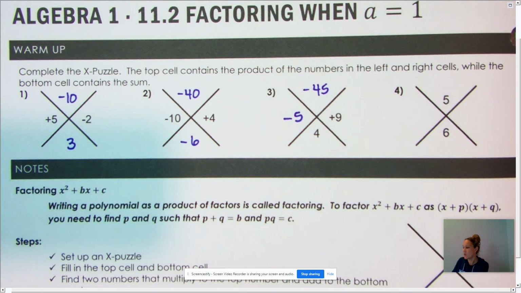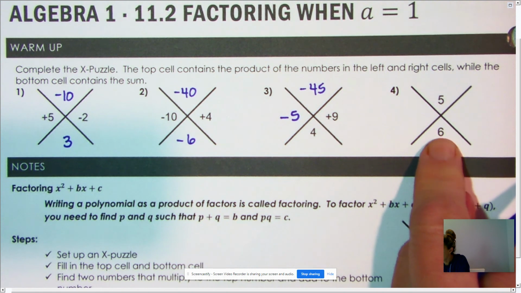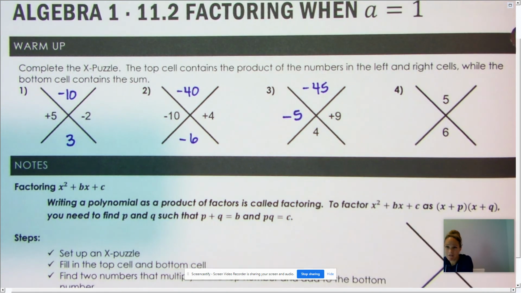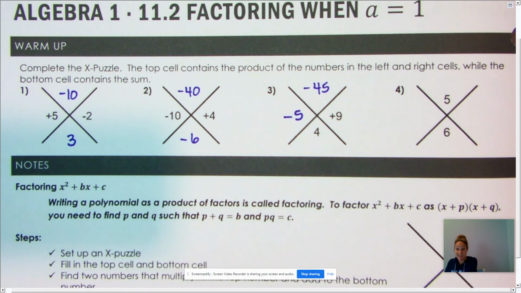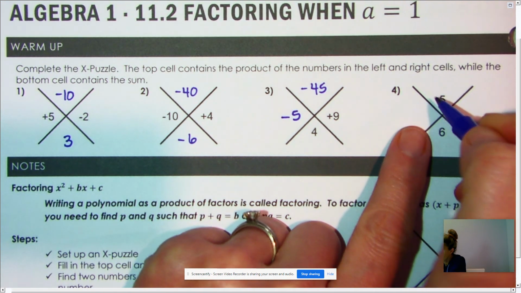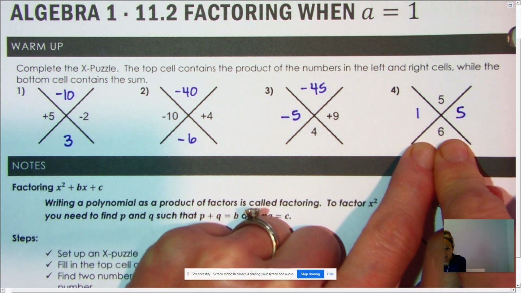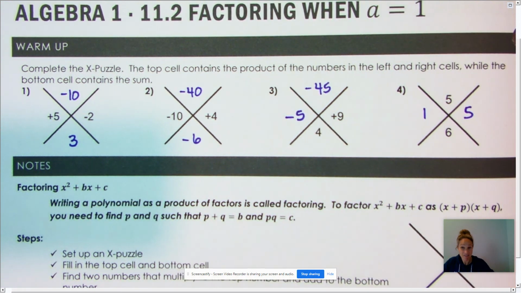Well, now here's the question. If two numbers add to make 6, but multiply to make 5, what could those two numbers be? They have to multiply to make 5, so like 1 and 5. Do those add up to make 6? Yes, and I solved the puzzle.